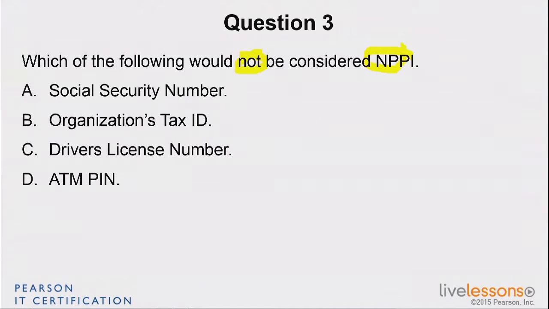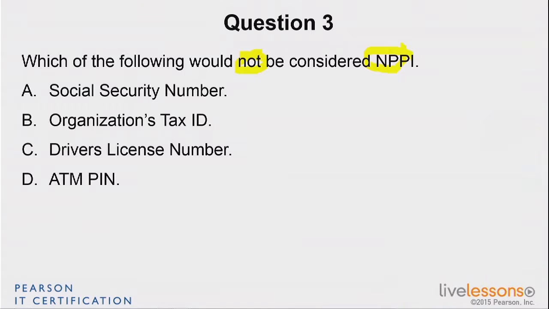So there's a lot of things that may be considered NPPI, and certainly you're not expected to know every element that might be NPPI. But what you should know, whether we call it NPPI or PI or PII, is that the word personal shows up in every one of those. Personal relates to an individual. So individuals have social security numbers. That would be considered NPPI.